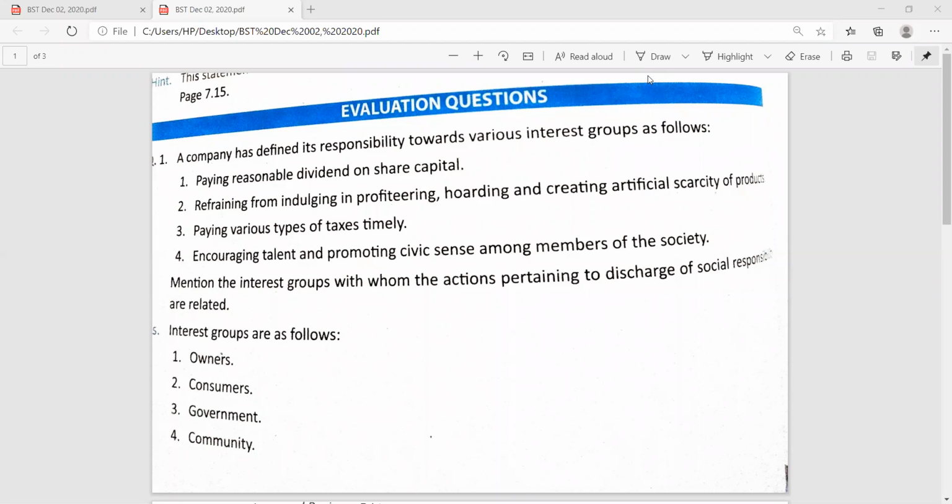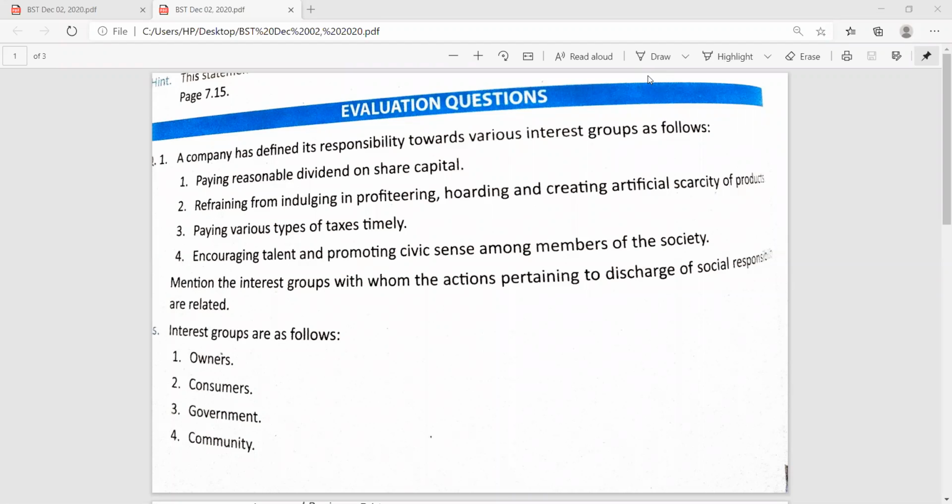If I talk about the second point, refraining from indulging. Indulging means involving in profiteering, hoarding, and creating artificial scarcity of a product. These kinds of illegal means are adopted while selling goods, which is related to the consumers. So our second answer is consumers.